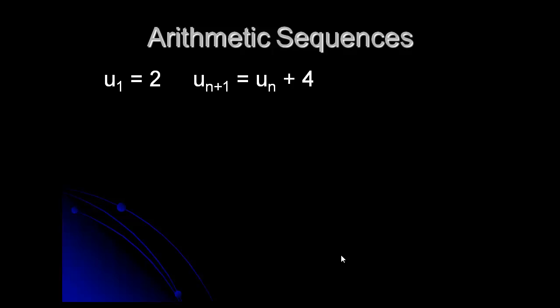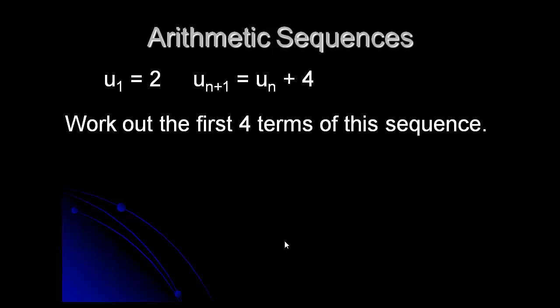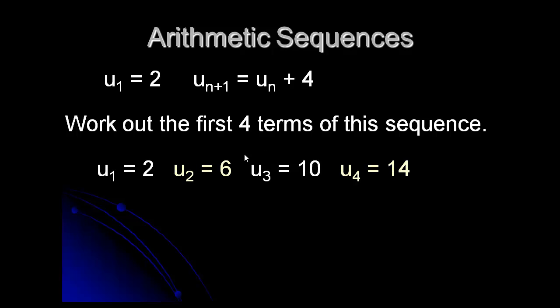Right, to start off then, work out the first four terms of this sequence. You should be able to do this, following on from what we did last lesson. We've got the first term given. We're told how to find the next term from any given term. We simply add 4 each time. So the first term is 2, and by adding 4 we get 6, 10, 14.